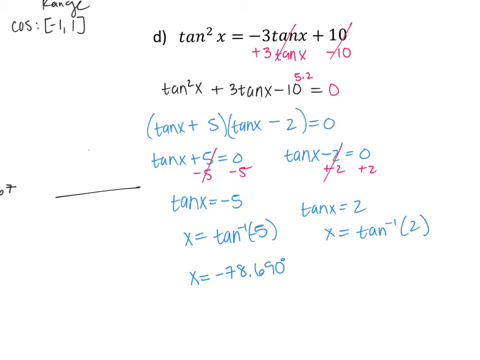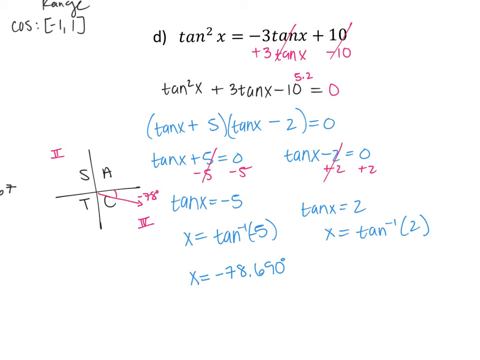So just as a refresher, I do need to look at the coordinate system. So all students take cash. Notice how this tangent is a negative tangent. So that means I'm going to be in the second quadrant and the fourth quadrant. And because this is a negative angle, this is in the fourth quadrant. And it's about negative 78 degrees.